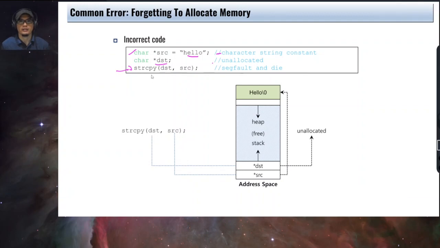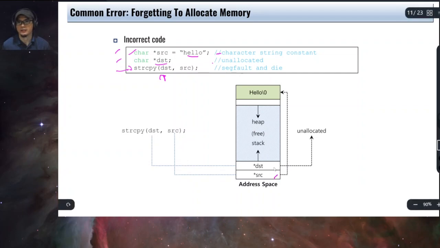When you do this, there will be a segmentation fault because there is no allocation for the destination. So what will happen is that there will be a seg fault and the process will die. If you have this code, assuming that these are in the main function, then src and dst will be variables on the stack.